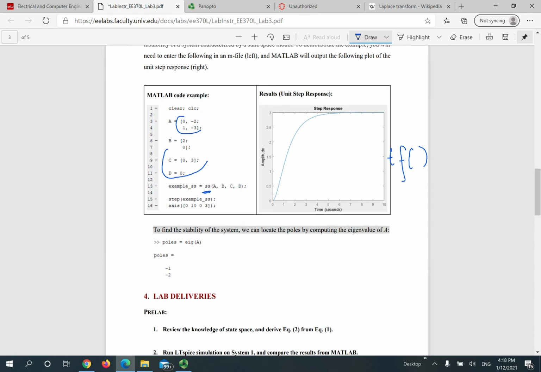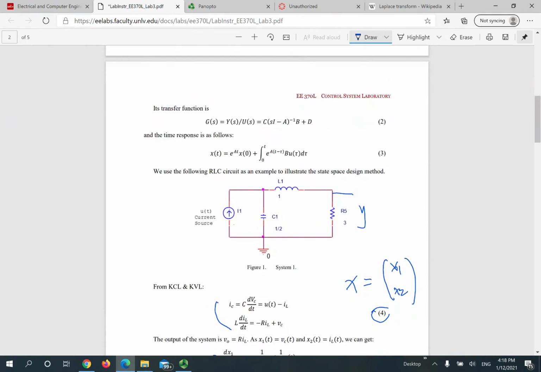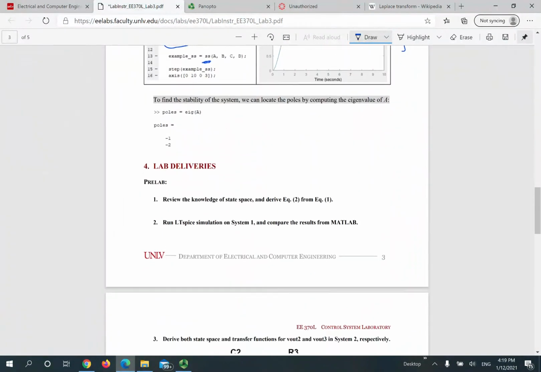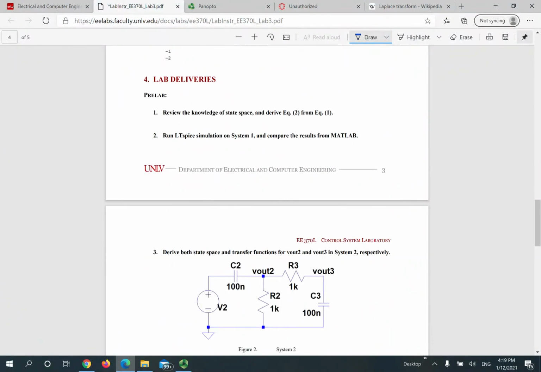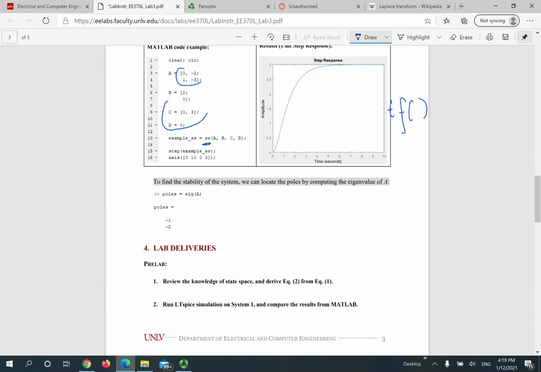Always remember that the transfer function can be derived from the state space model or equations, and vice versa. In this lab, what you need to do is, first of all, to show how to derive the transfer function from the state space. Then run the LTspice simulation of system 1, which is the RLC circuit, and compare the results with the step response that you have in MATLAB.